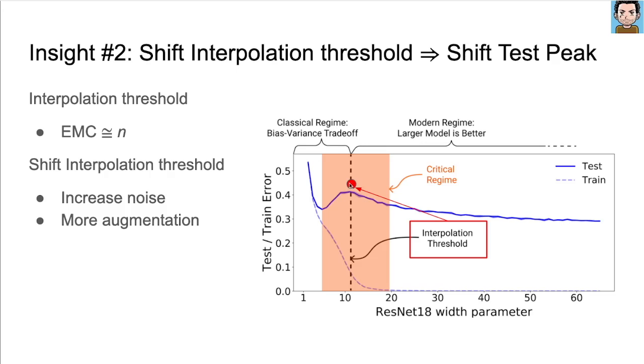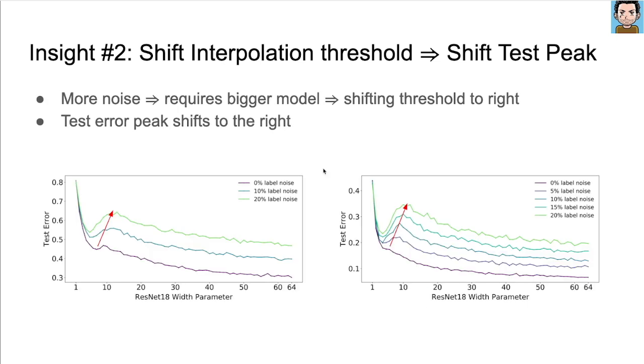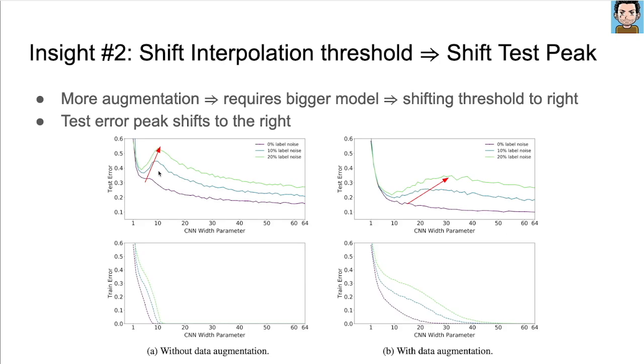So what factors shift the interpolation threshold? The first factor that shifts the interpolation threshold is the noise level in the training dataset. By increasing the noise level, we notice how the test error peak shifts to the right. This indicates that the interpolation threshold shifts to the right as well. The second factor that shifts the interpolation threshold is the augmentation level used during training. In these figures on the left, we are not using any augmentation, while on the figures on the right, we are using augmentation. As you can see, by increasing the augmentation level, we shift the interpolation threshold to the right, as you can see here.